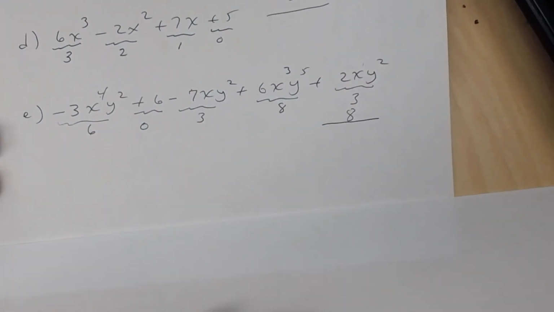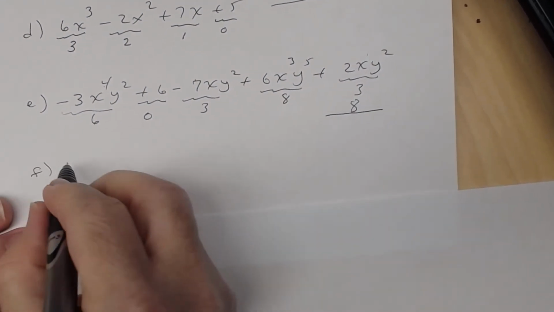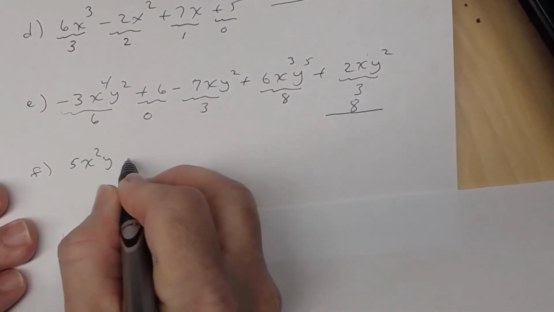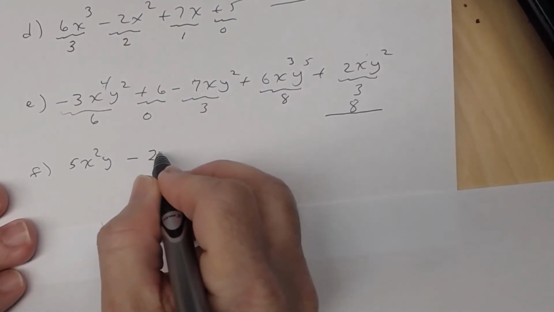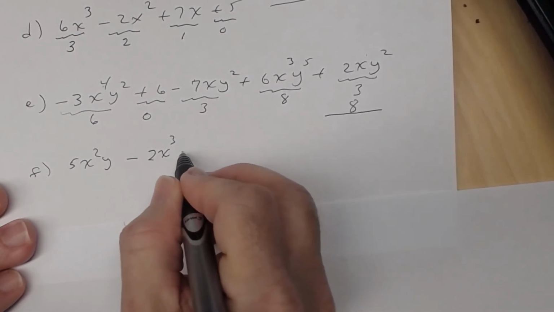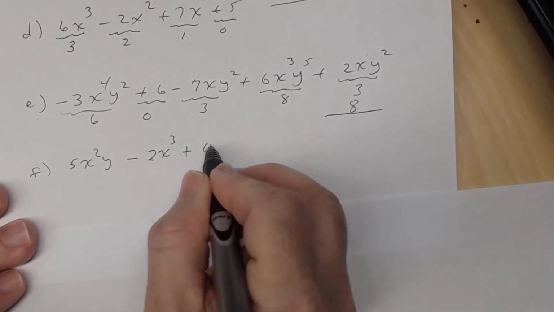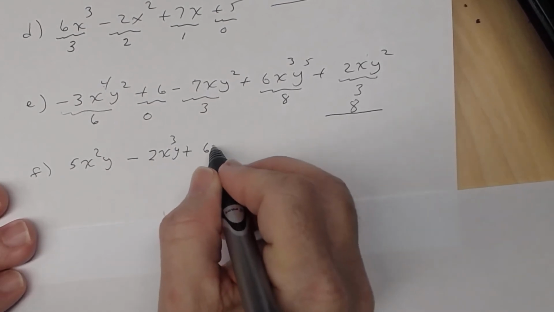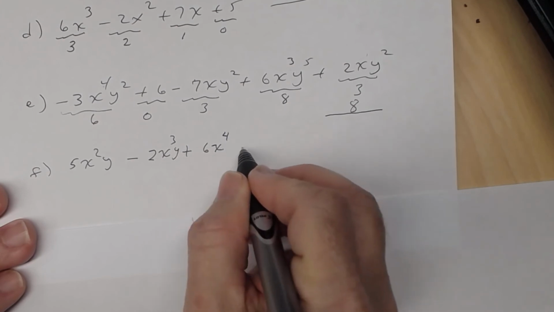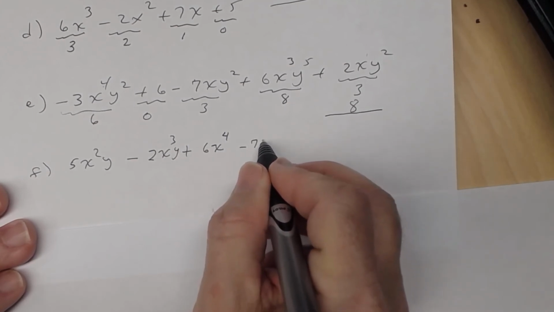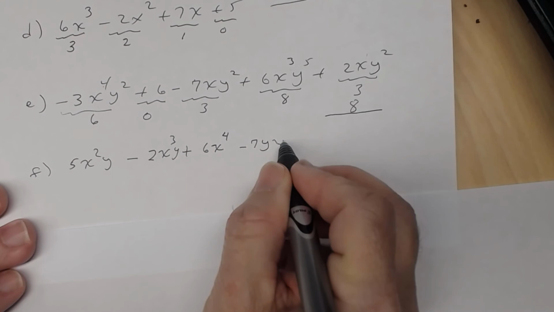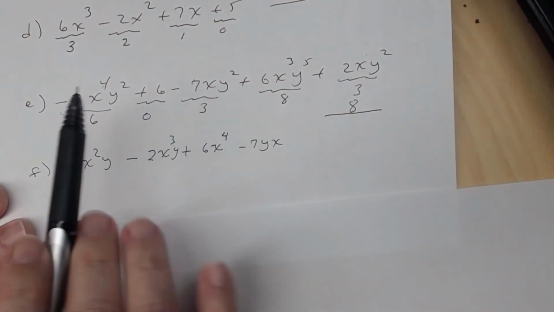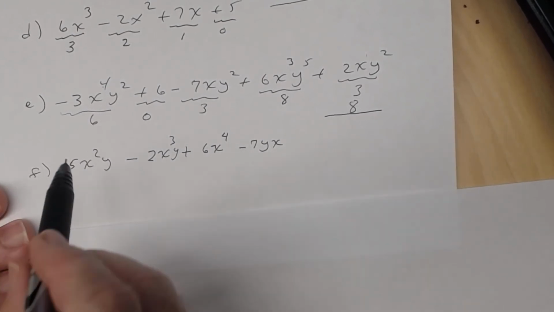All right, I want to mention one more. Let's write this as f. Suppose we had 5x squared y minus 2x cubed y plus 6x to the fourth minus 7yx. The reason I'm doing that one is just to show you something, just in case you get that situation, you don't get confused.